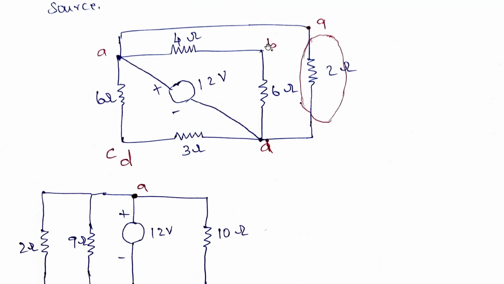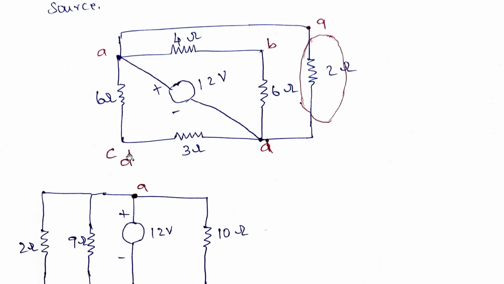Okay, next we need to find out the current flow through this 2 ohms resistor. So we should not disturb this 2 ohm resistor. So we need to make this intact. This is A. This point we are making as B. Okay. This point we are taking as D like that. This point as it is we are taking as C.